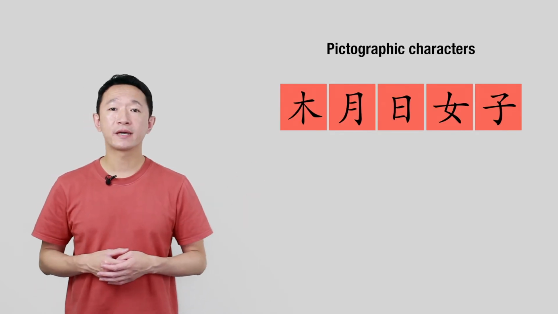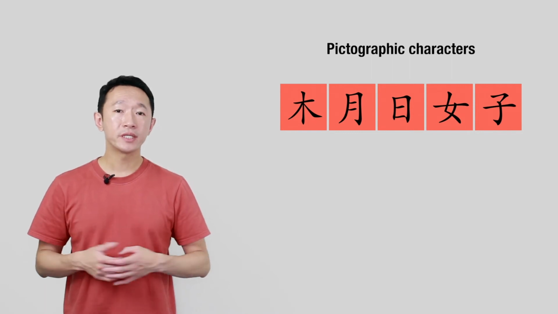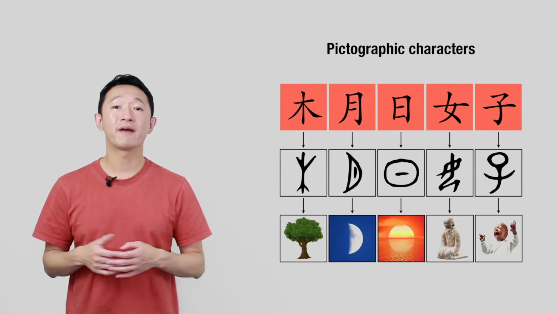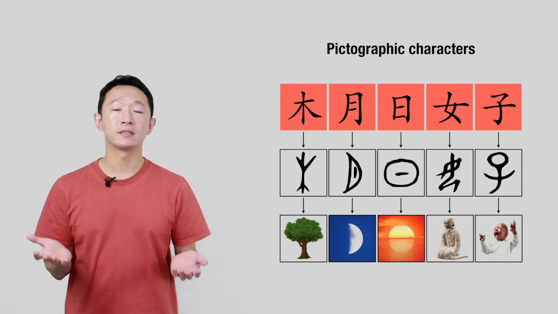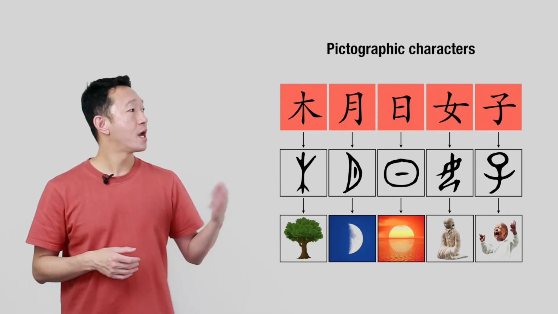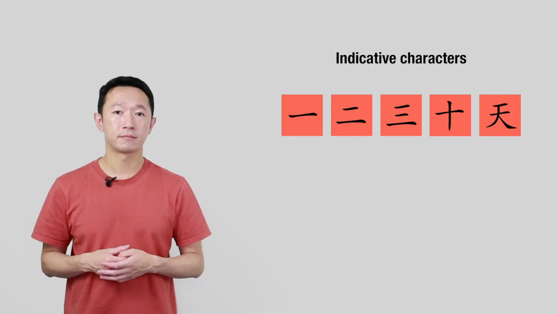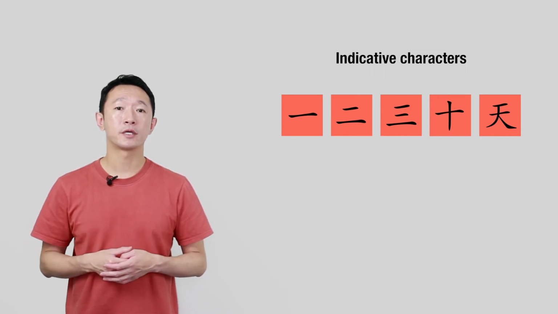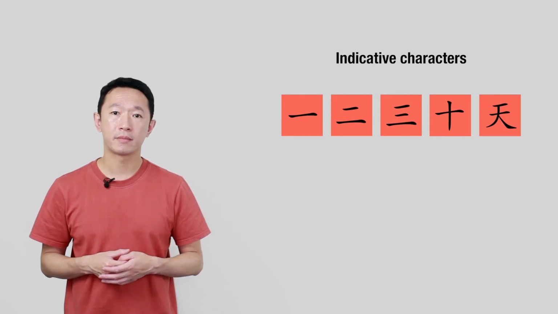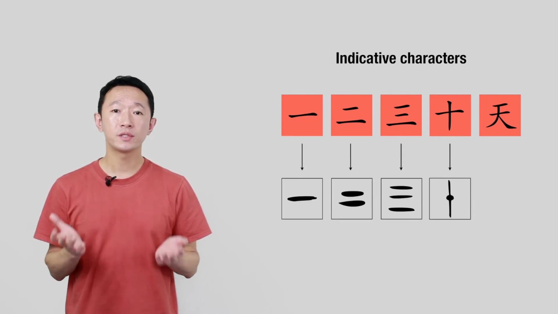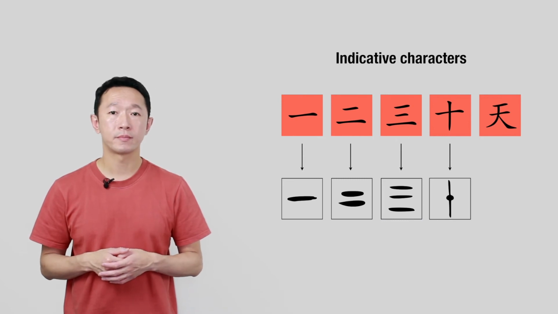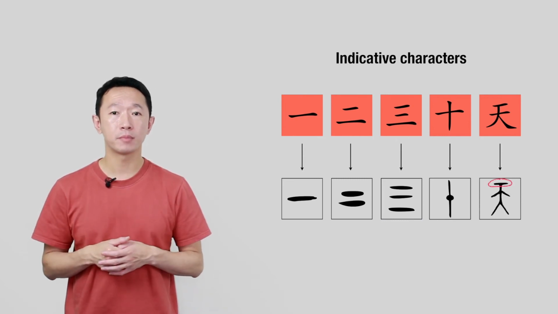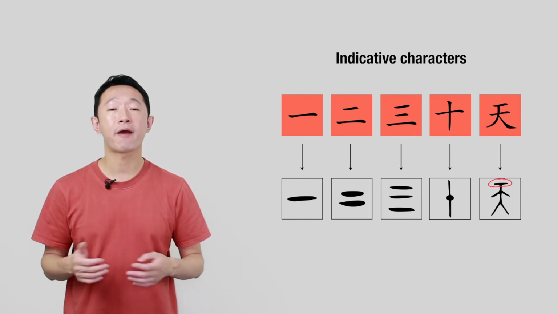In this course, you have also learned about how Chinese characters were created. These are pictographic characters. They were originally created by outlining the rough shape of things to represent something concrete. These are indicative characters. Indicative characters usually have abstract meanings and were created by using some abstract symbols or by adding abstract symbols to already existing characters.